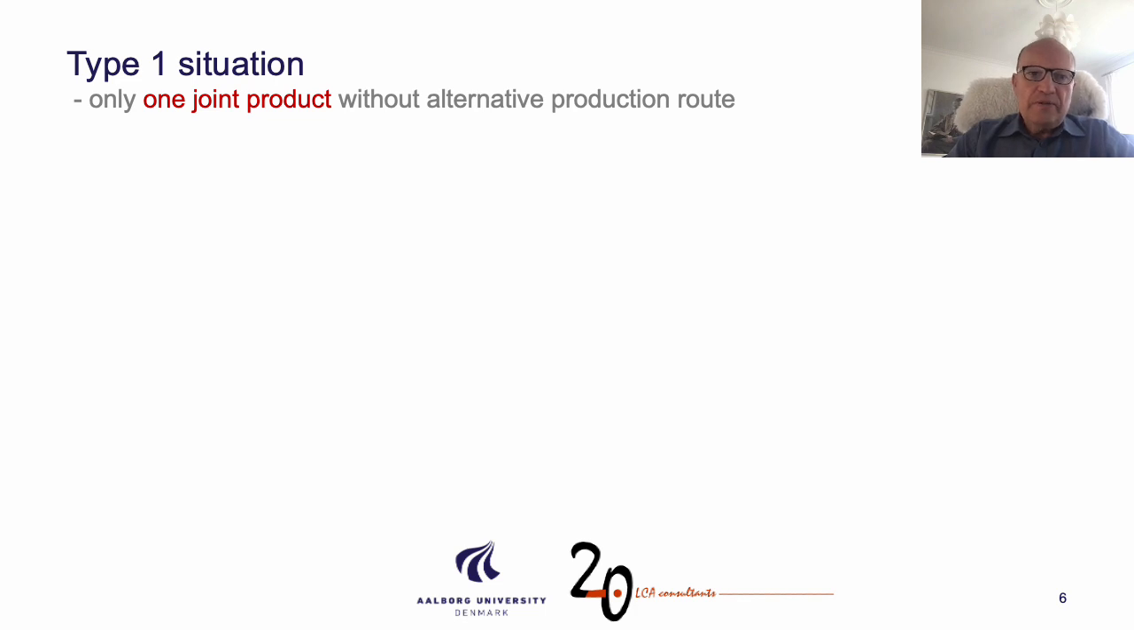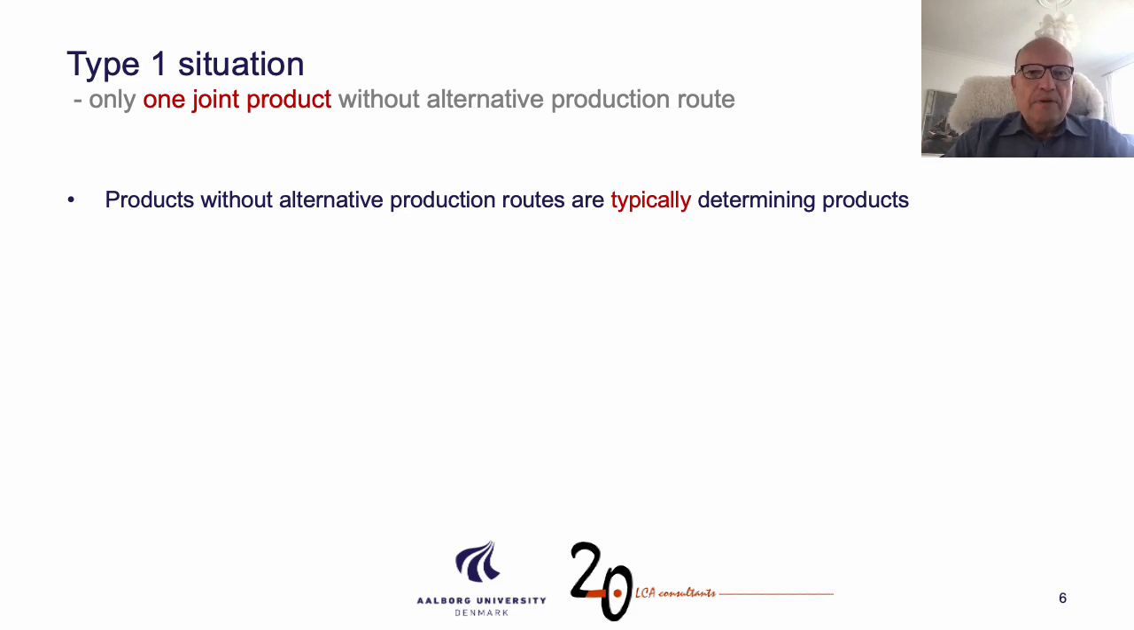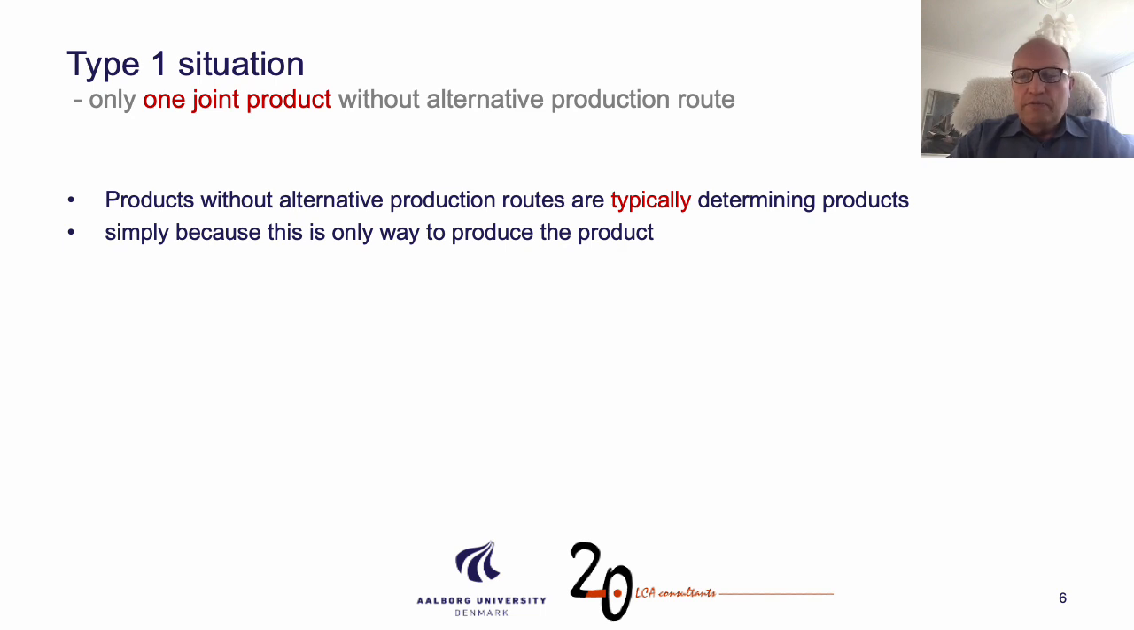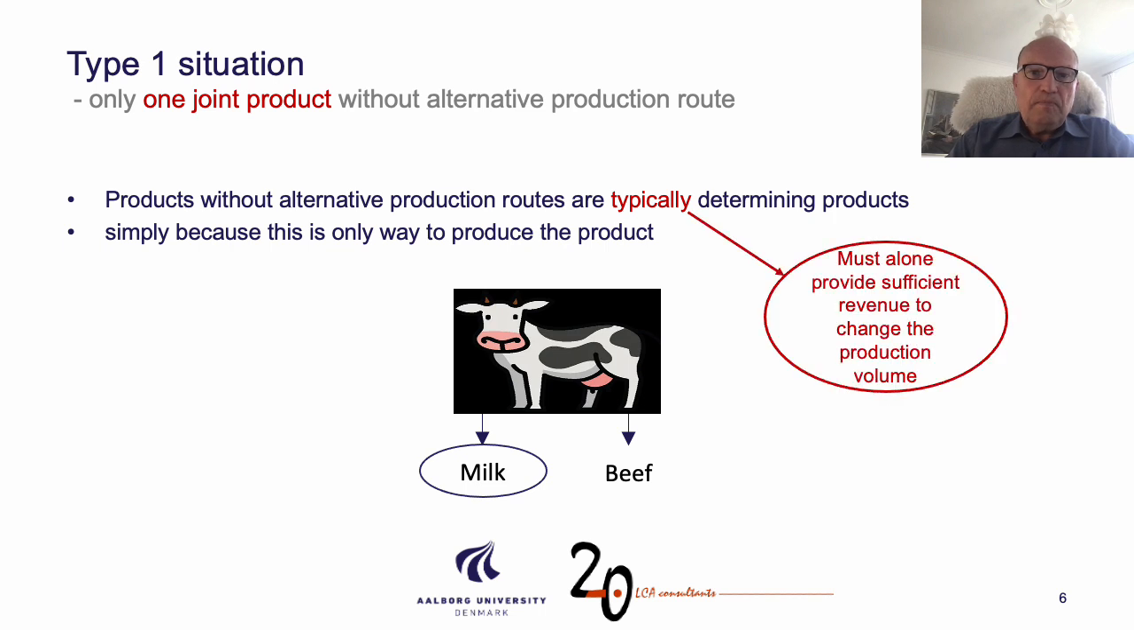In the type 1 situation, where we have only one joint product without alternative production routes, this product is typically the determining one, simply because it's the only way to produce that product. We can take the dairy cow as an example, where the only way to produce cow's milk is really a dairy cow. When we say typically, that is because that product must also alone provide sufficient revenue to change the production volume. If it doesn't provide sufficient revenue, then we will still have to look at the other co-products.